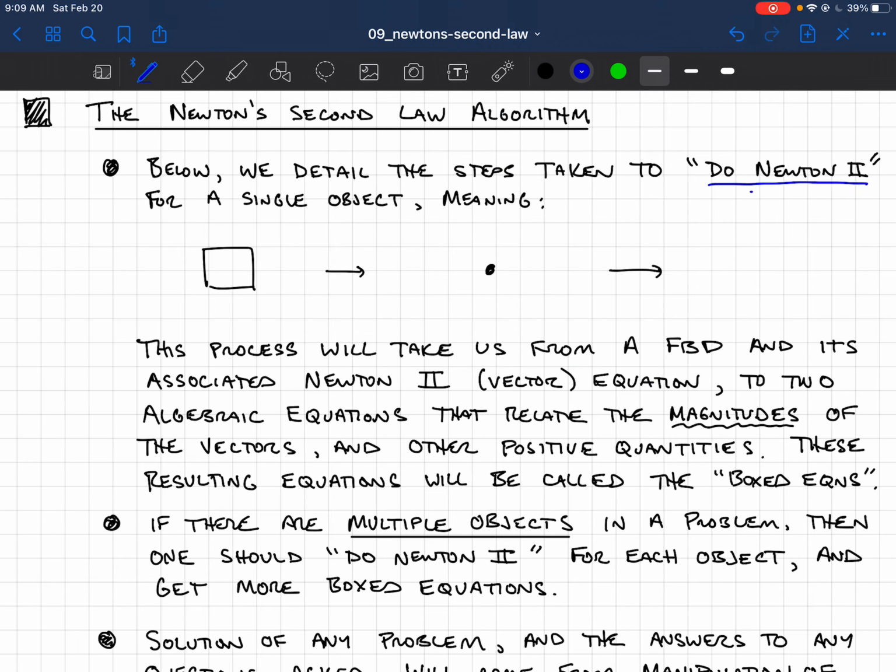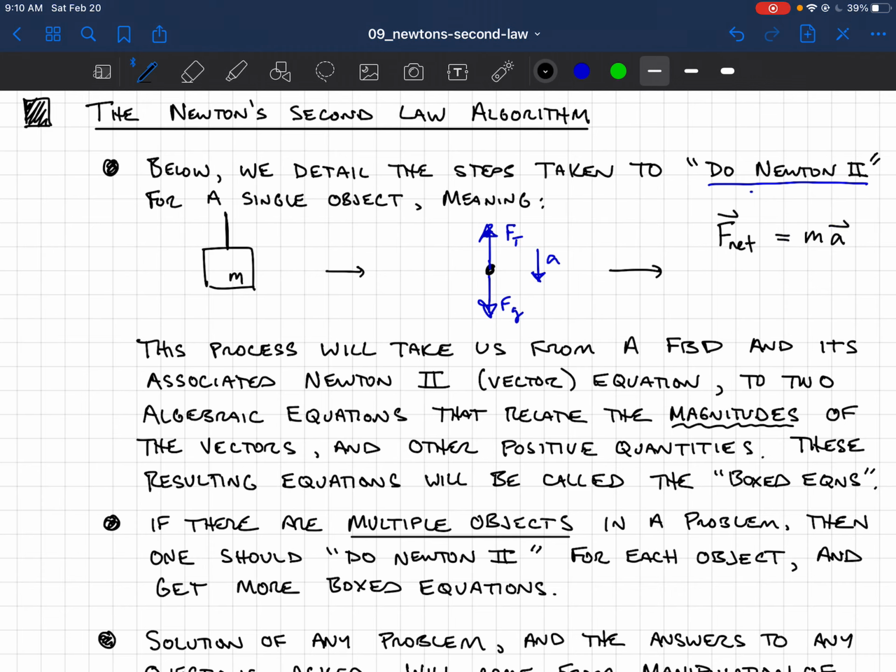So doing Newton 2 is the process of taking a single object, let's just call it a box of mass m, and making a free body diagram for that object. So maybe it's a mass that's hanging from a rope, and therefore the free body diagram would look like the force of tension upward, the force of gravity downward, and maybe it is accelerating downward. So that would be what the free body diagram looks like. And then taking that free body diagram and making a Newton's second law equation out of it.